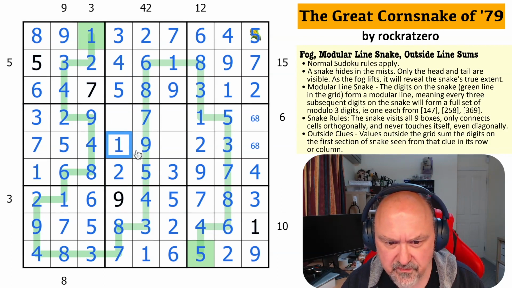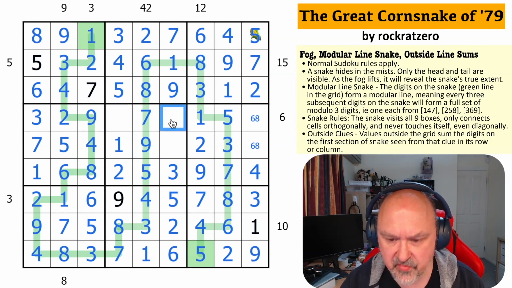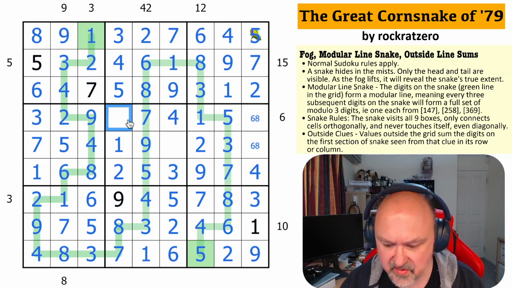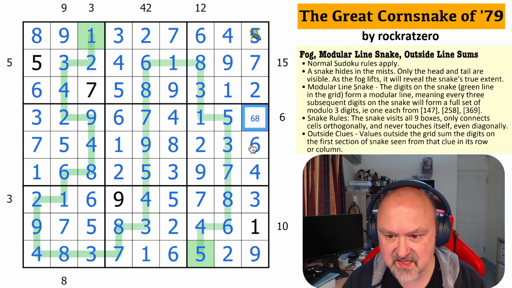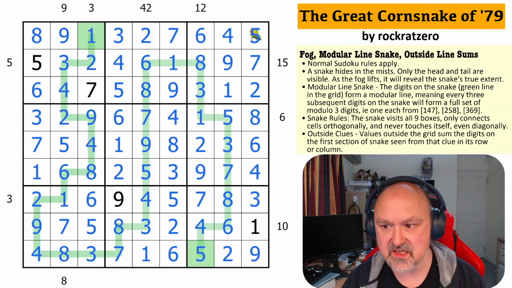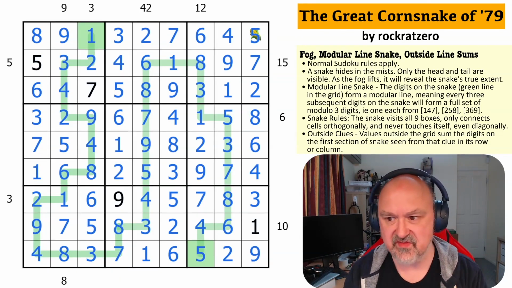2, 3, I need to put 4 in this box, and it can't go in either of those, so that's the 4. I need to put a 6 in this box, and it can't go there, so this is the 6. This is the 8. Either of those will cover for making that 6 and that 8, and that is the Great Cornsnake of 79.